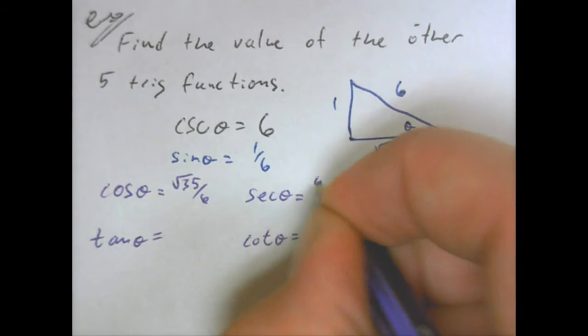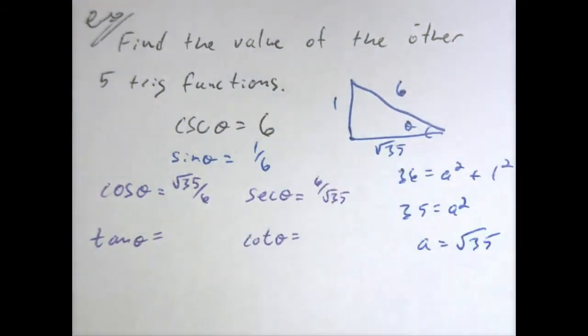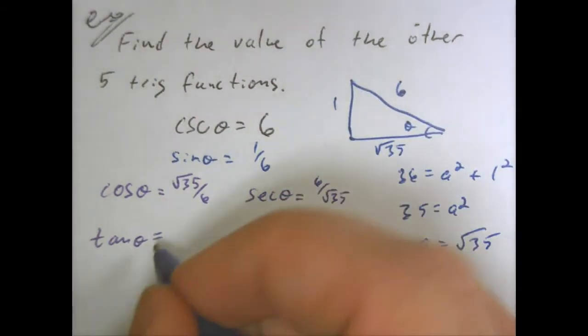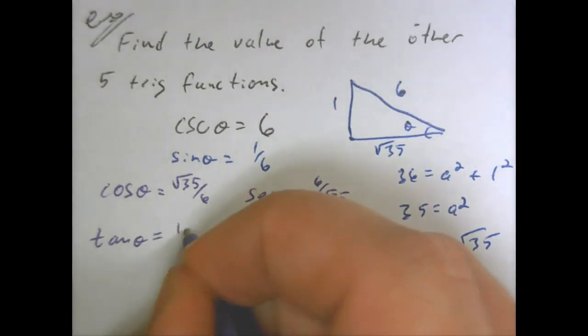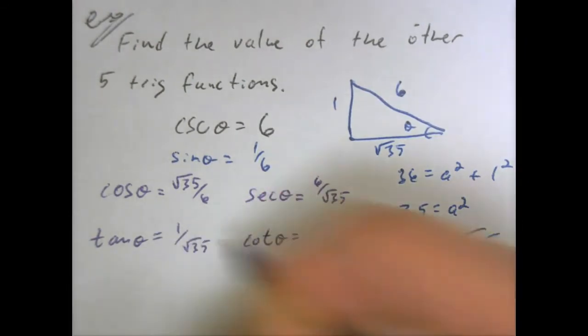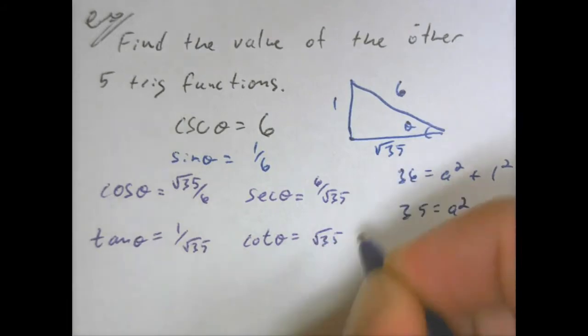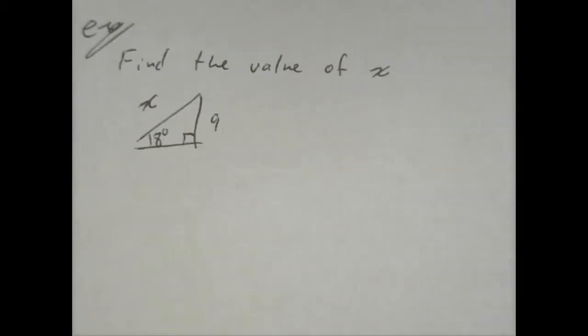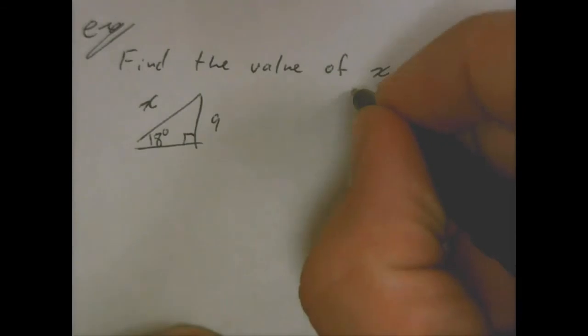And this would be 6 over root 35. We're not going to worry about making you guys simplify this. Tangent's opposite over adjacent, so 1 over root 35, and this would just be root 35 then. Cool. All right, with a problem like this, find the value of x.